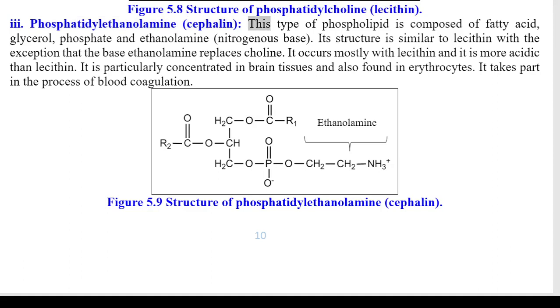3. Phosphatidylethanolamine, cephalin. This type of phospholipid is composed of fatty acid, glycerol, phosphate, and ethanolamine, nitrogenous base. Its structure is similar to lecithin with the exception that the base ethanolamine replaces choline. It occurs mostly with lecithin and it is more acidic than lecithin. It is particularly concentrated in brain tissues and also found in erythrocytes. It takes part in the process of blood coagulation. Figure 5.9 Structure of phosphatidylethanolamine, cephalin.